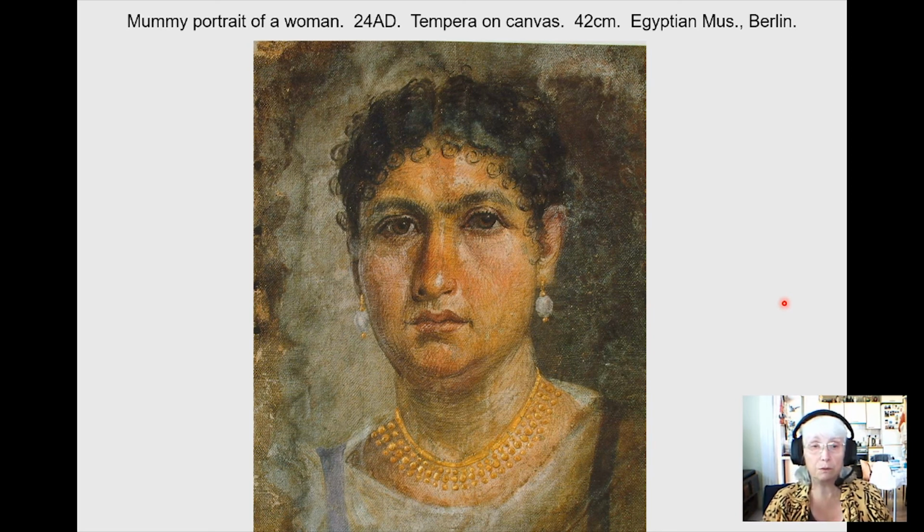We actually know who she was, and we know that she and her two daughters were buried together, so it may be some disease that saw them off. Very, very beautiful painting. She is wearing all her best jewellery. She's got wonderful pearl earrings.